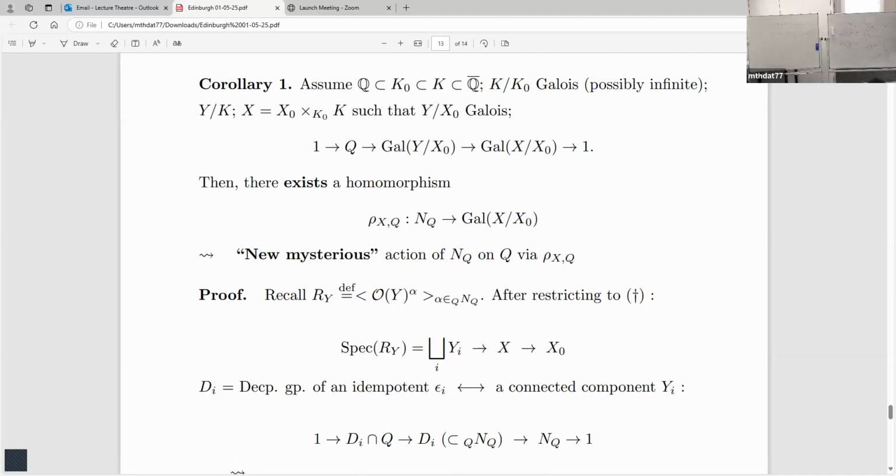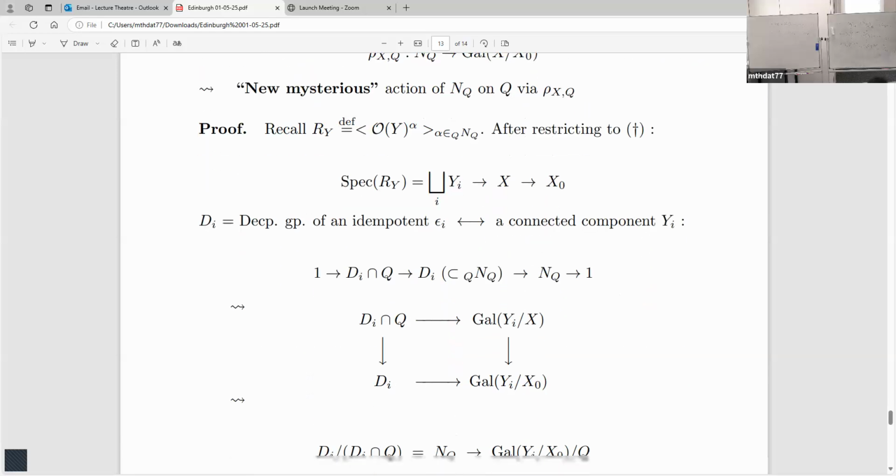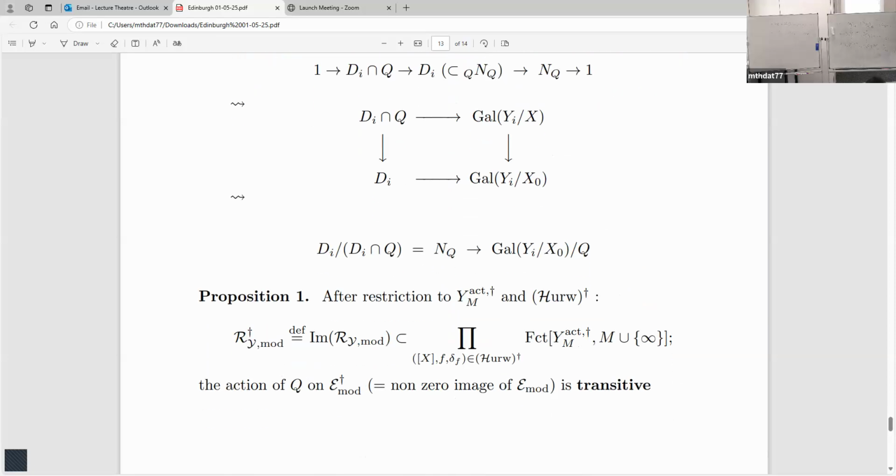Unfortunately, I'm sorry, I cannot go into the details, but the point is that of course this acts on Q, so via this map you get a new action of NQ on Q, which is somehow mysterious. Of course, if everything is okay, namely if pi mgr, say, is equal to Out F, this would be just the natural action of NQ on Q. But here, a priori, we do not know what this new action is.